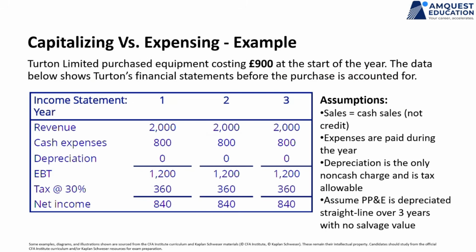As an example, Turton Limited purchased equipment costing £900 at the start of the year. The data below shows Turton's financial statements before the purchase is accounted for. 2000 is the revenue, 800 is the expense every year, zero depreciation, so you have 1200 of EBT, earnings before tax. If you apply 30% tax, your net income is 840, 840, 840. Now, in this case, what is happening? The equipment costs 900 at the start of the year, and you have this as the data.